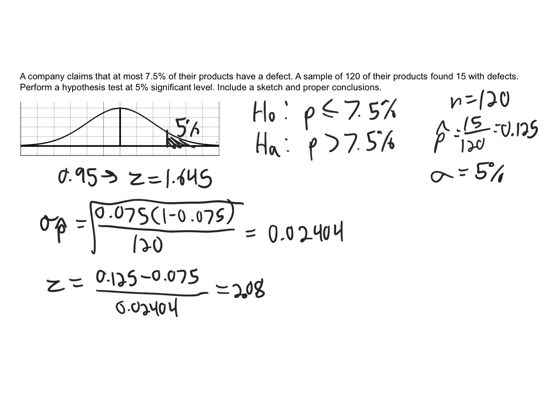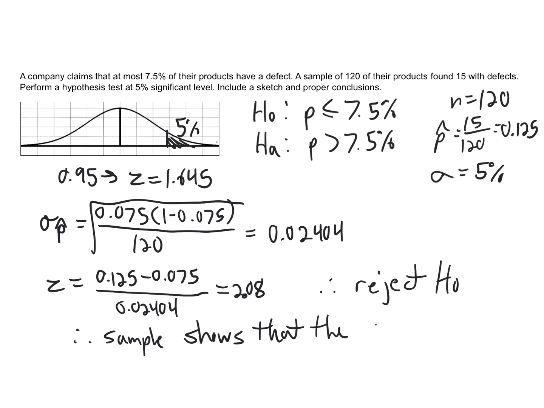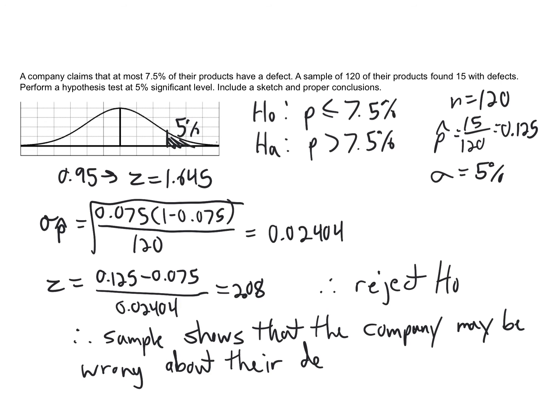And we get 2.08, which falls in our rejection region, so therefore we reject the null hypothesis, and we can conclude that our sample shows that the company may be wrong about their defective rates.